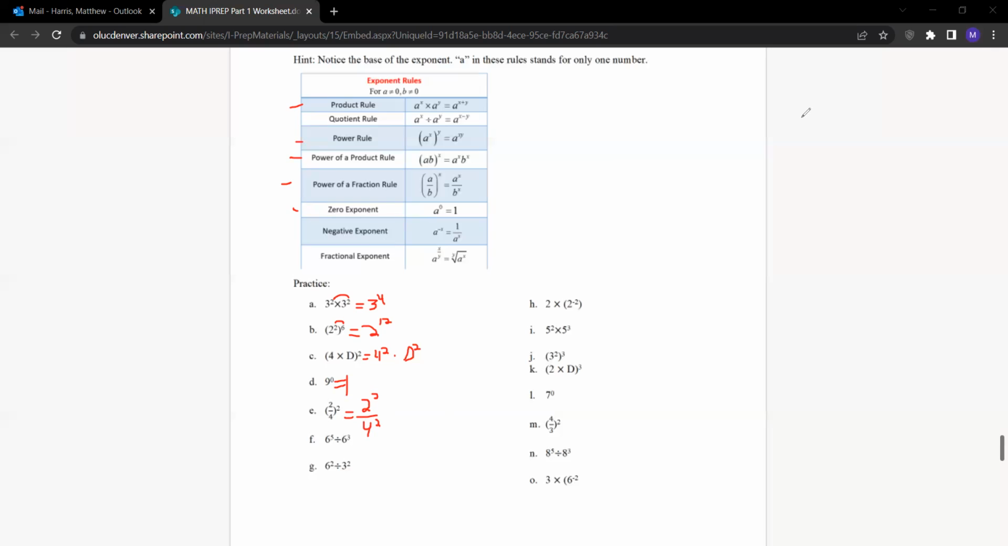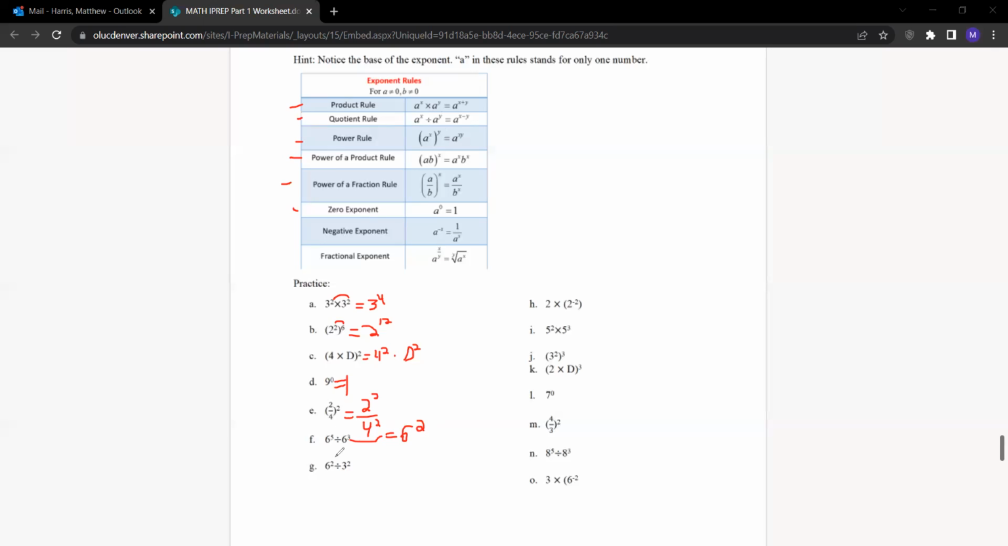All right, next up, we have 6 to the 5 divided by 6 to the 3. Does this look like any of our above rules? Yes, it looks like our quotient rule. So we just subtract our exponents. 5 minus 3, so 6 squared.